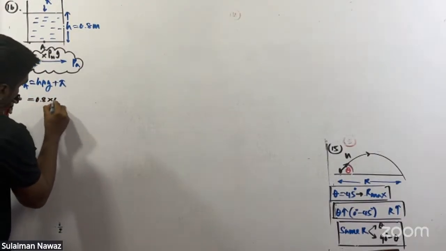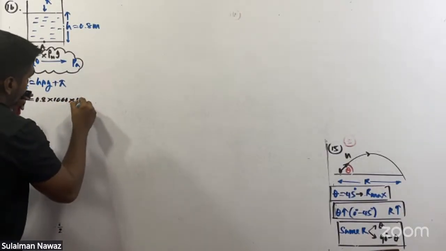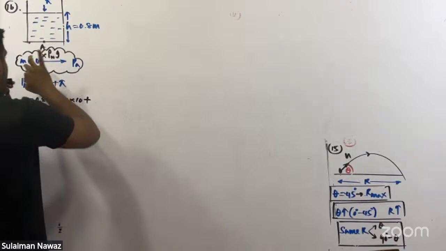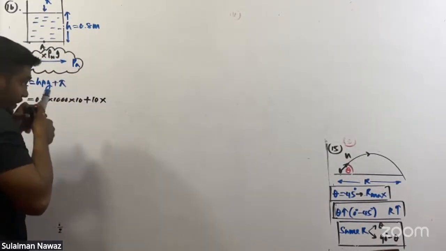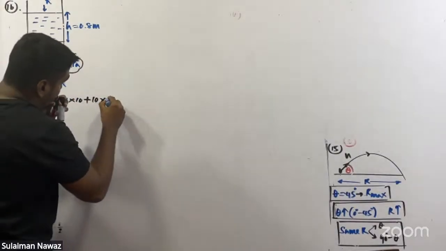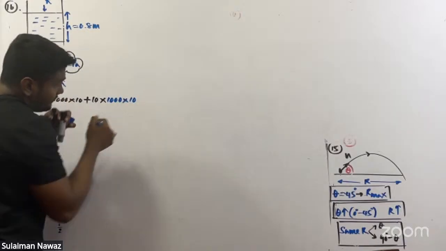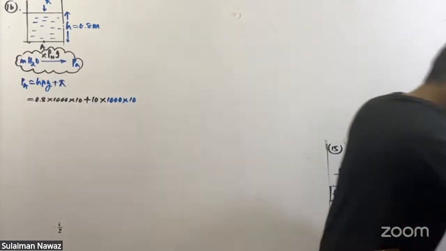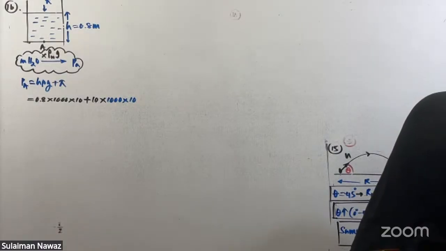Density of water is 1000, even though they give 1000. Gravitational acceleration is 10, plus atmospheric pressure is 10 water meters. How do you convert to pascals? Multiply by density of water 1000, multiply by gravitational acceleration 10. This is the substitution part.